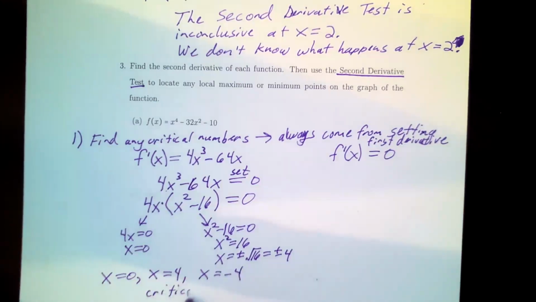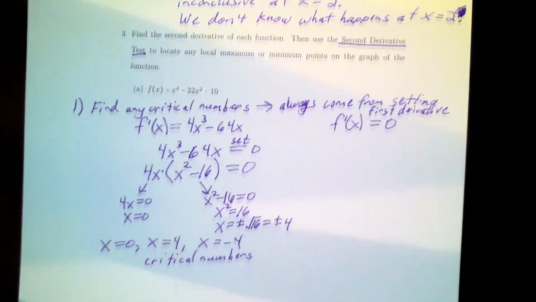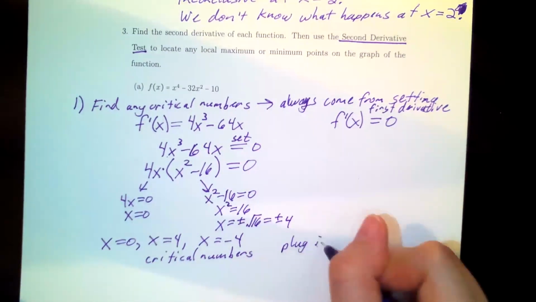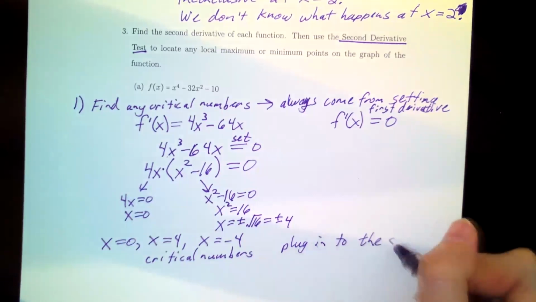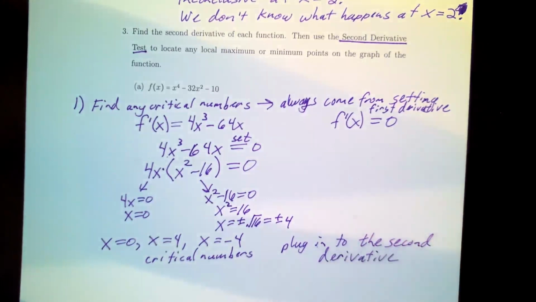These are my critical numbers, which means they are my candidates for being maxes and mins. There won't be any others. If there's going to be a local max or min, it's going to happen here, here, or here. So we have to figure it out. But instead of doing a number line analysis like we did before, this is where the second derivative test comes in, and we're going to take these and plug them into the second derivative. That's how the second derivative test works. You take your critical numbers and plug them into the second derivative. You're going to use the second derivative to kind of tattle on what the shape of the curve is there.